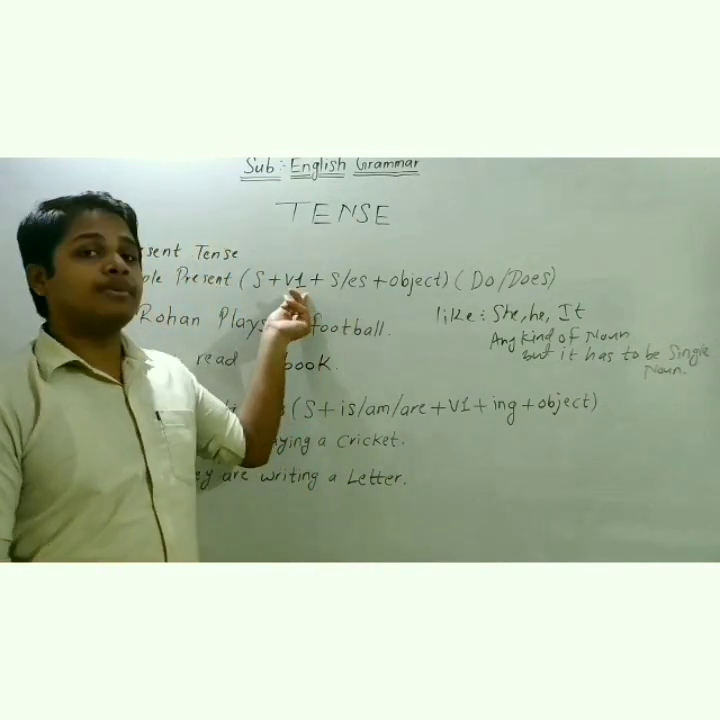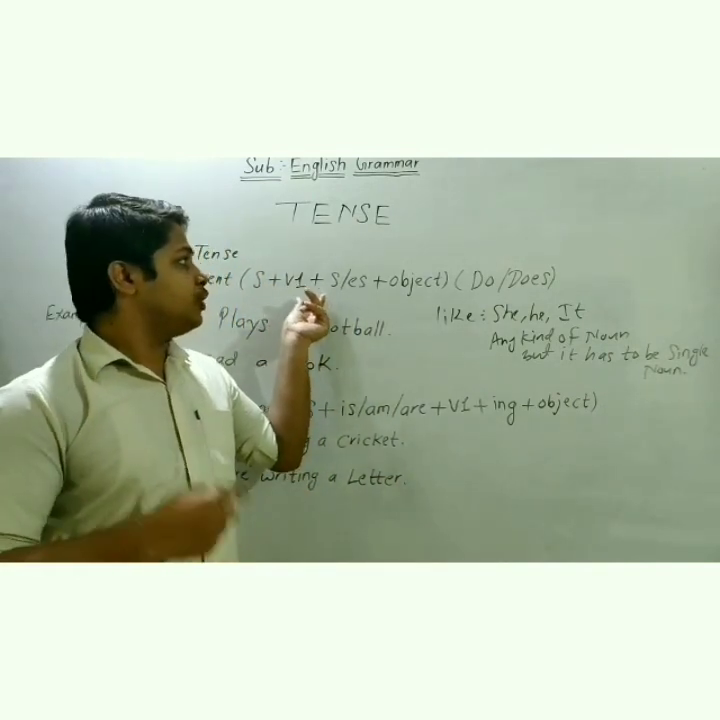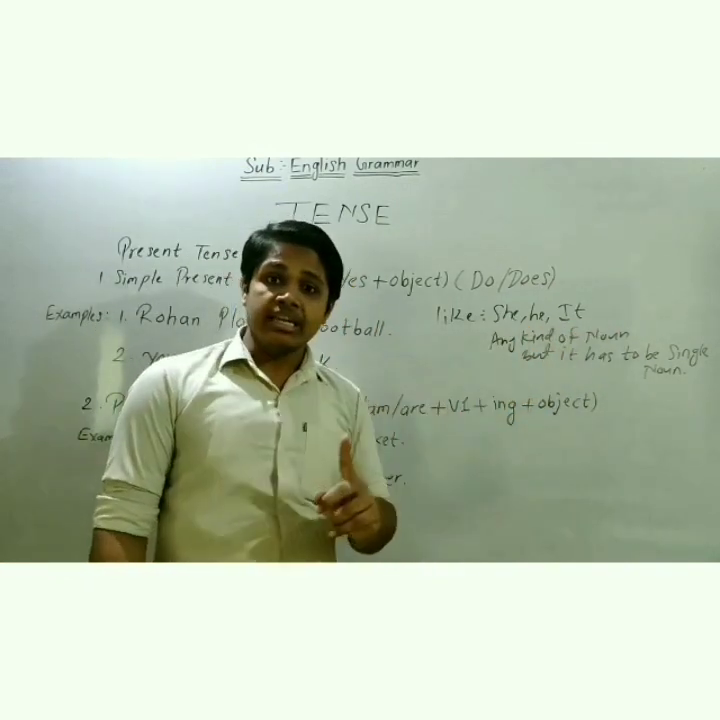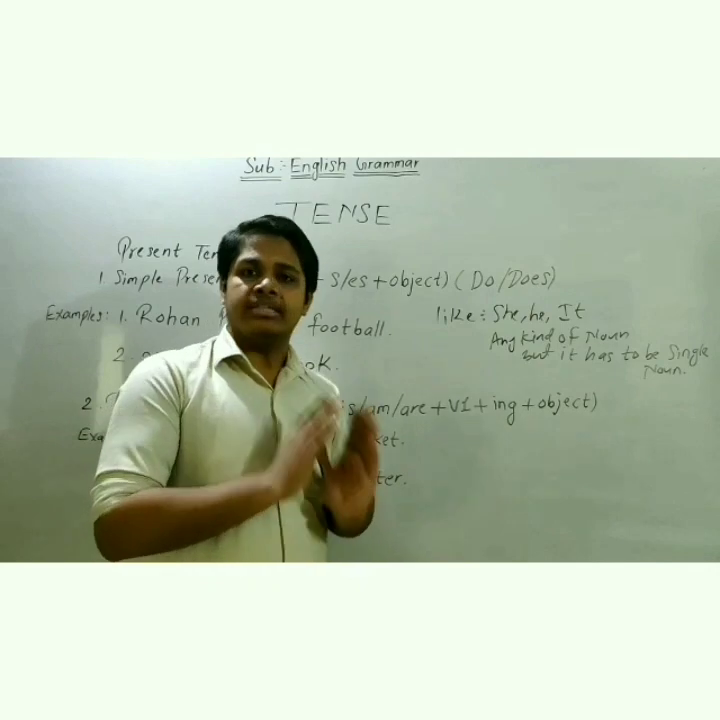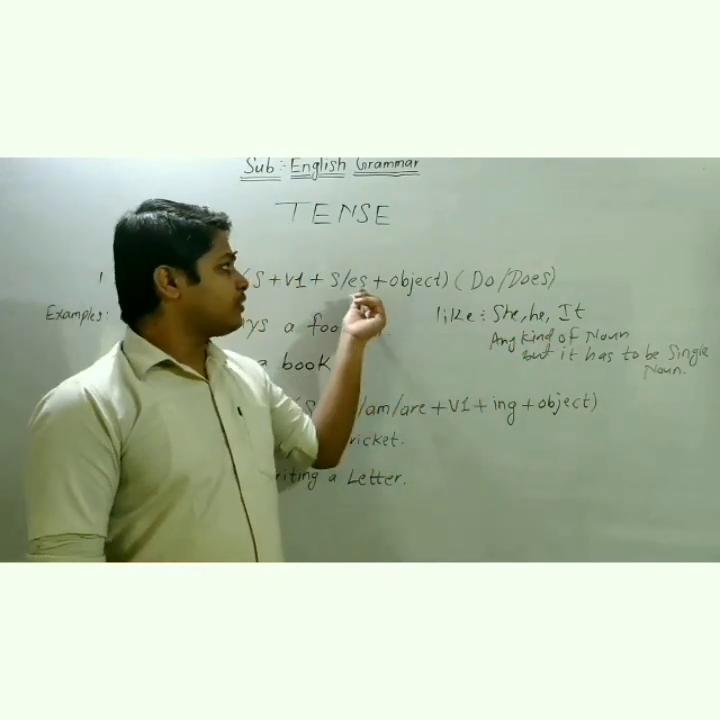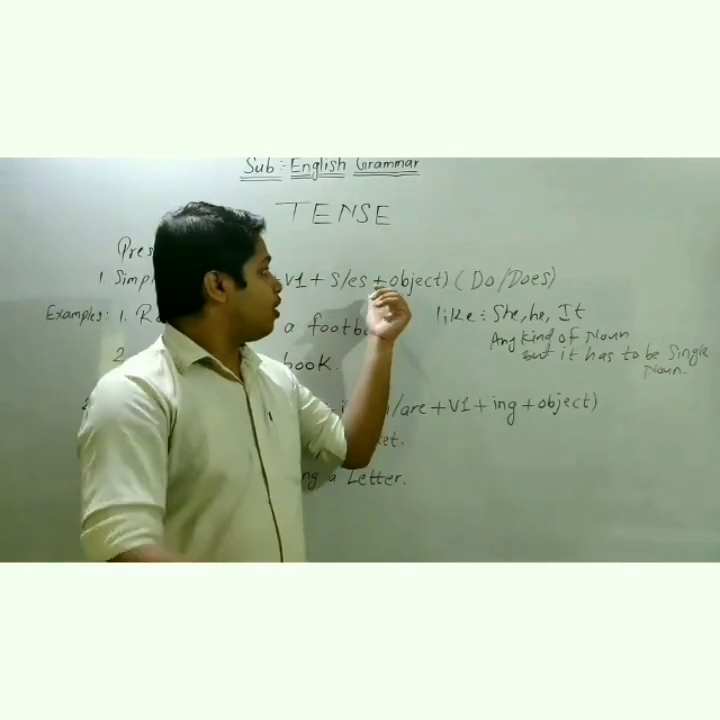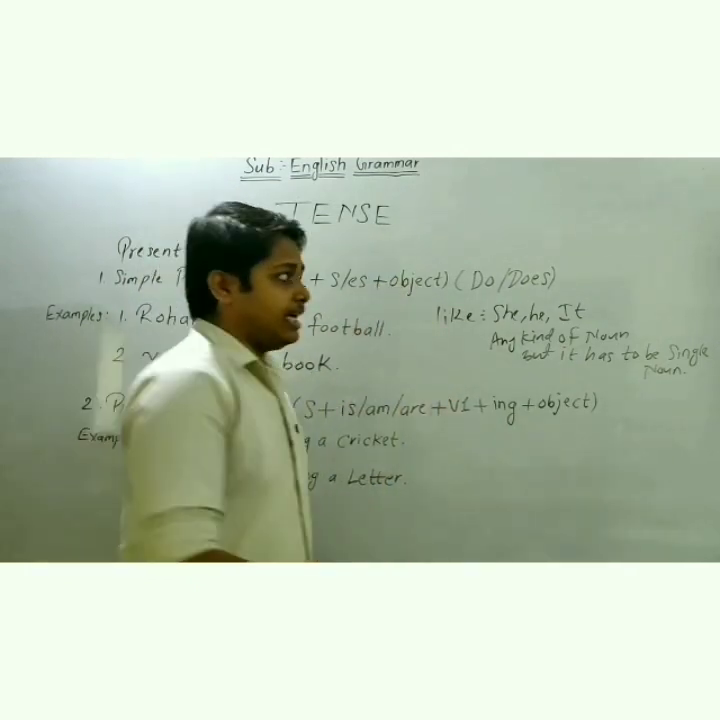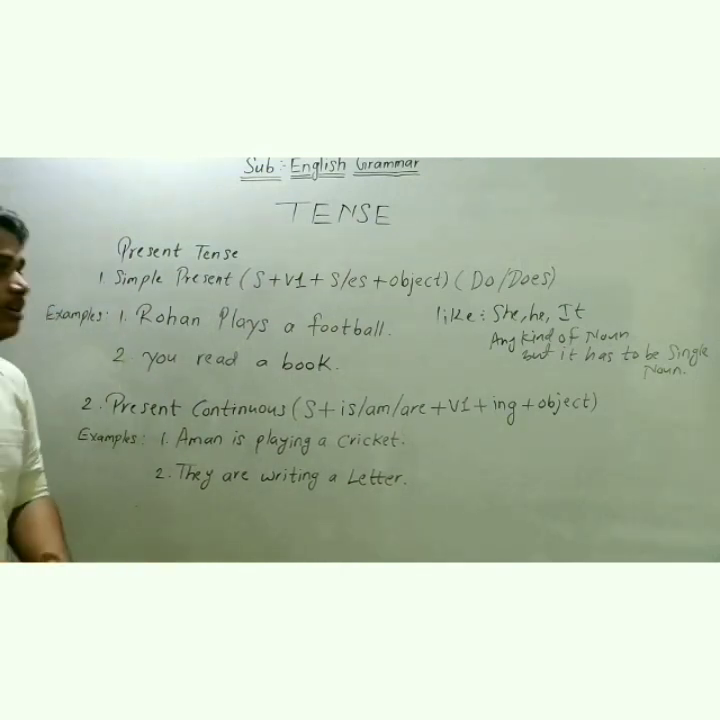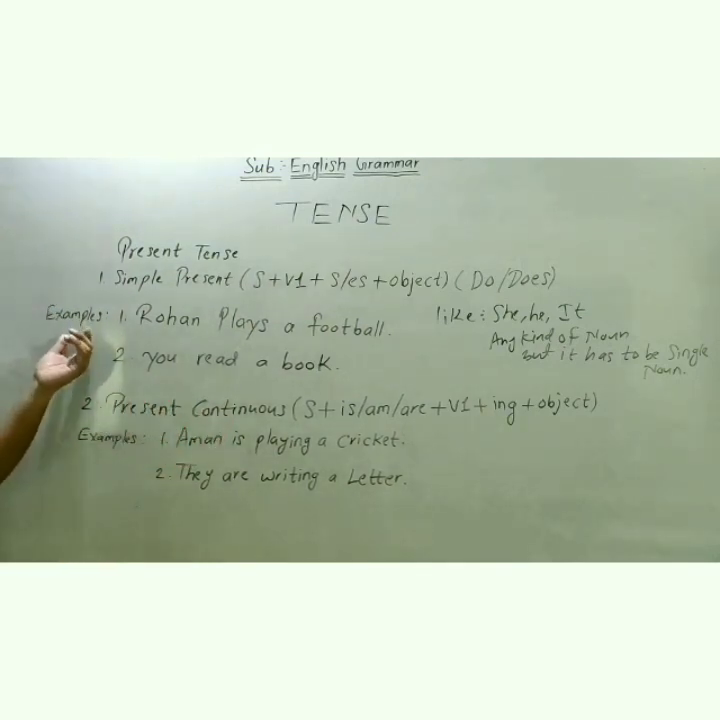But where do we use s or es? In the first form of the verb. If he, she, it, or any kind of single noun is there in the sentence, we have to write the verb with s or es. Let's look at an example so that you can easily understand.